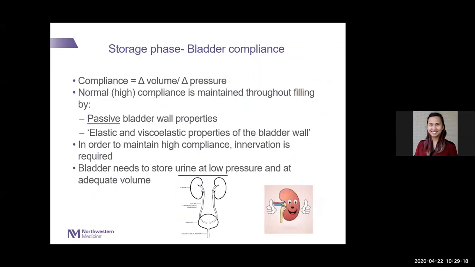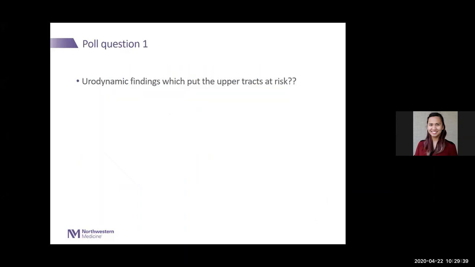So like I was saying, the storage phase is important for the kidneys. Mostly this is passive, so the stretchy bladder is because of its elastic properties and viscoelastic properties. However, when neurologic injuries happen, sometimes the bladder becomes thickened and stiff and does not store at low pressure. And then you don't have Mr. Happy Kidney here, like we were saying.